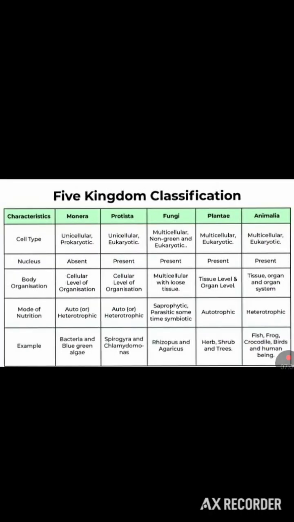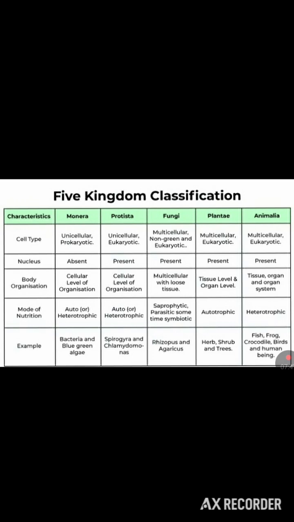We have categorized living organisms into 5 kingdoms. These kingdoms are Kingdom Monera, Kingdom Protista, Kingdom Fungi, Kingdom Plantae, and Kingdom Animalia. Now we are going to differentiate between them one by one. First of all, let's have a look at Kingdom Monera. Cell type of Kingdom Monera: these organisms are throughout unicellular and prokaryotic, which means that they are made up of only one cell and do not have a proper nucleus.